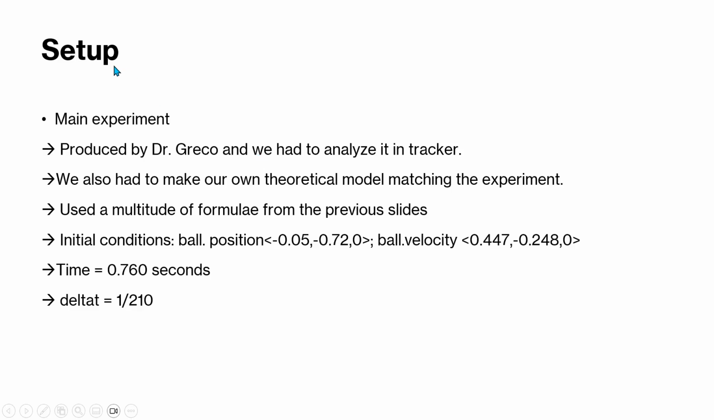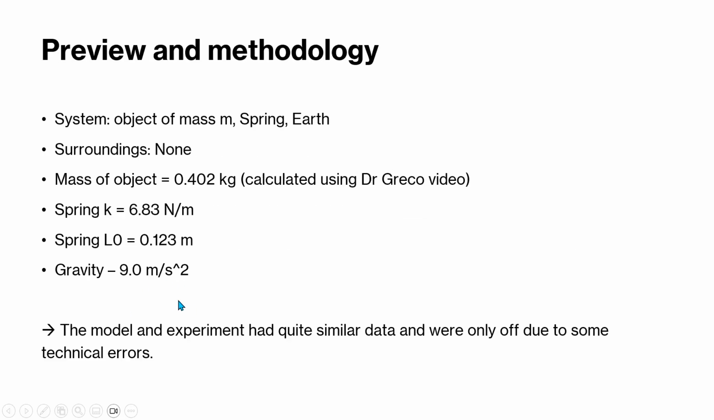So now if you look at our main setup, we have the experiment which was produced by Dr. Greco, and we imported that into Tracker and analyzed it. We also have our own theoretical model which was supposed to match the experiment. We use a multitude of formulas all from the previous slides, and the initial conditions are simple. Our ball starts at this position. We have an initial velocity as such. We have time, which is 0.760 seconds, and our delta t, which is 1 by 210 hertz.